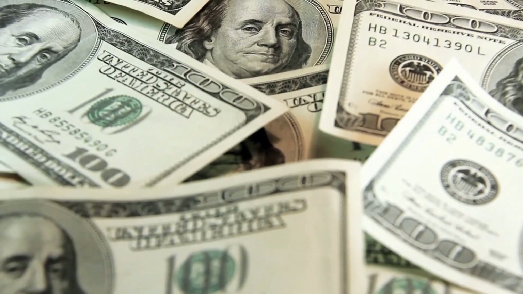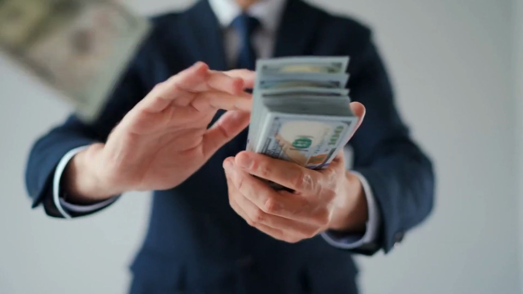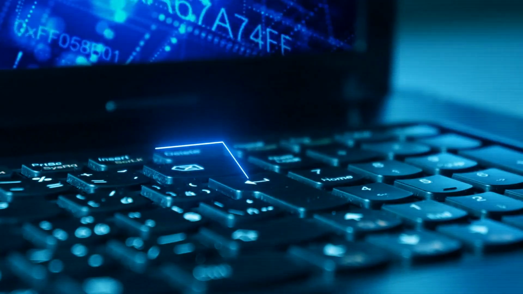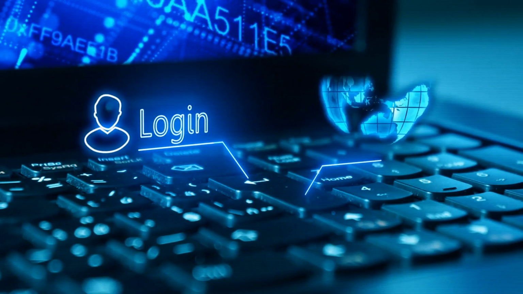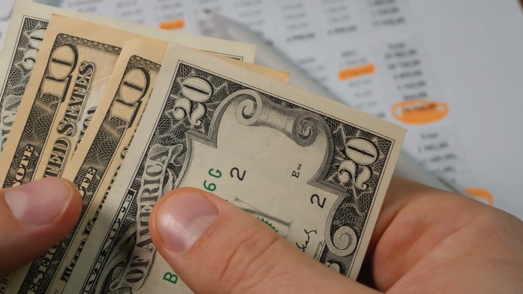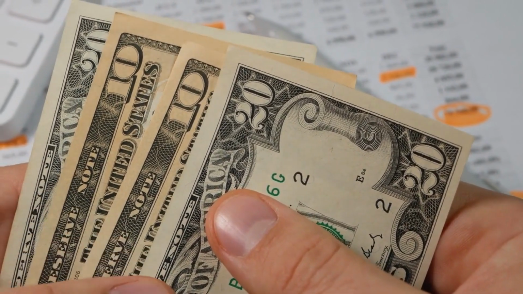4. Cash or check. While not as common as some of the other methods, you can still collect money in the form of cash or check. If you are accepting cash, it is important to have a secure place to store it and to regularly deposit the money in your bank account. If you are accepting checks, make sure to verify that the check is valid and that the person writing the check has sufficient funds in their account to cover it.